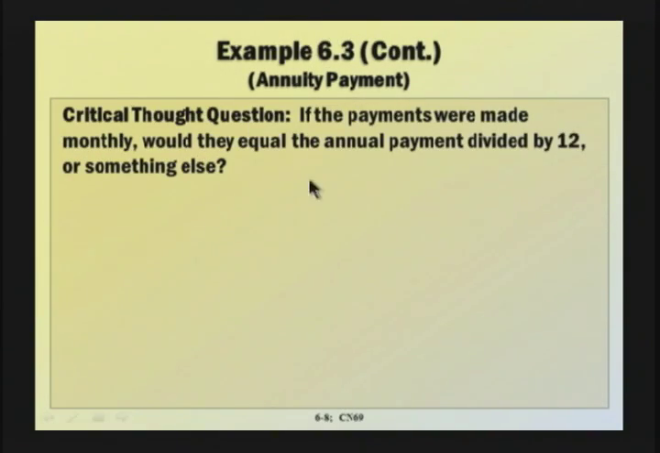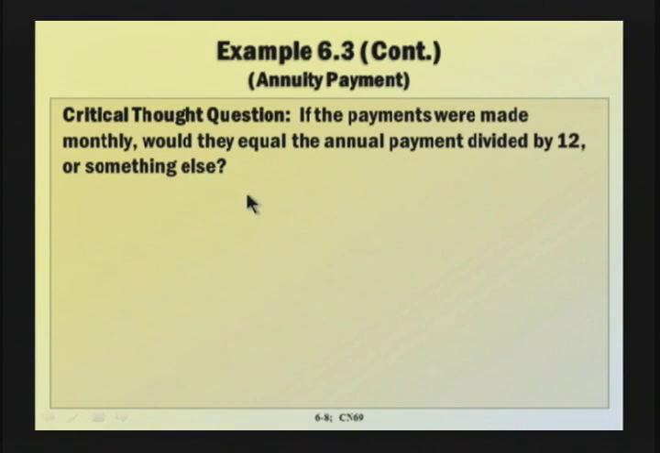Here's a question to think about. What if this college fund was established with monthly payments? So instead of making an annual payment of $26.70.21, what if you made a payment at the end of each month, starting when the child turns 1 month old? You make the first monthly payment, and then another payment when the child is 2 months old, etc. If you were to make those monthly payments, would the monthly payment simply equal the annual payment divided by 12, or would it be something else?